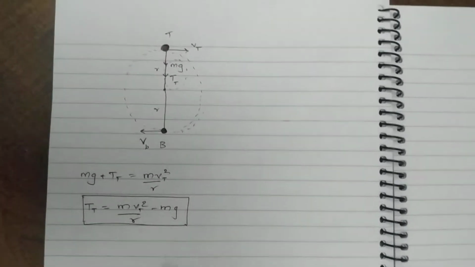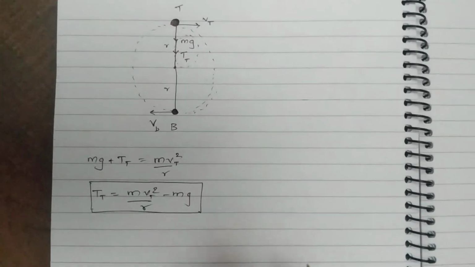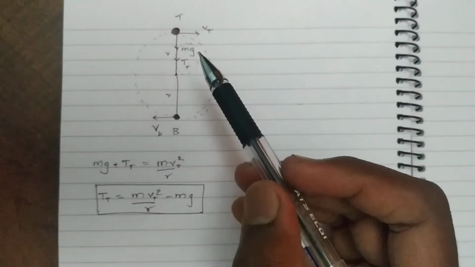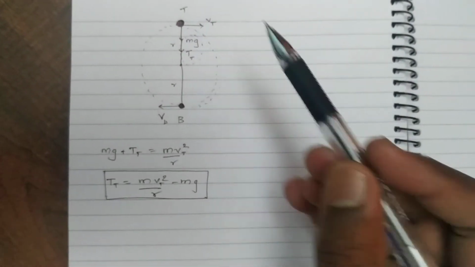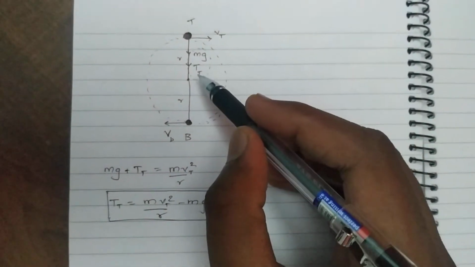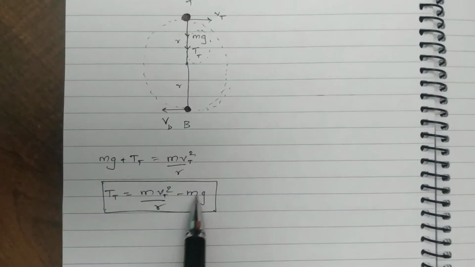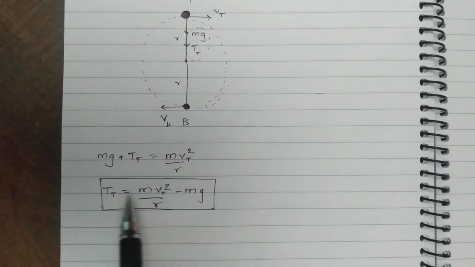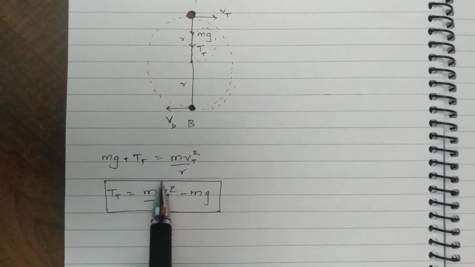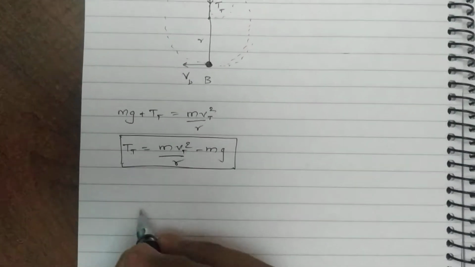Now, before going to the bottommost position, I'll give you a special case. Suppose someone is asking what will be the minimum velocity at which the circular motion can happen. In order to find the minimum velocity, you need to find the minimum tension, because clearly you can see that the greater the velocity, the greater will be the tension, because the other factors cannot change. The lesser the velocity, the lesser will be the tension. Now if you are intending to find the minimum velocity, you will have to consider minimum tension, and the minimum tension can be just above 0.